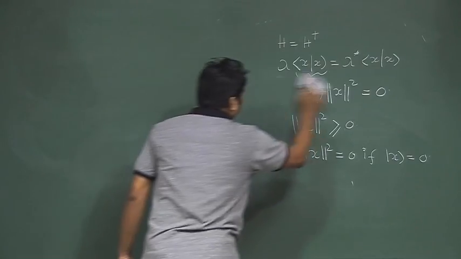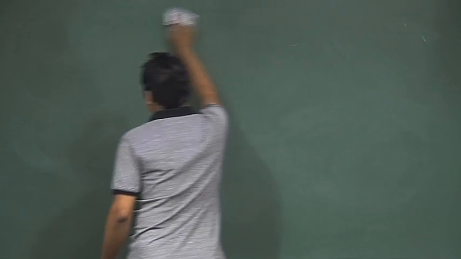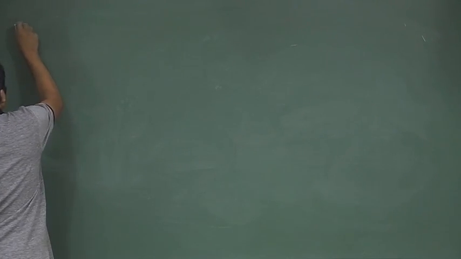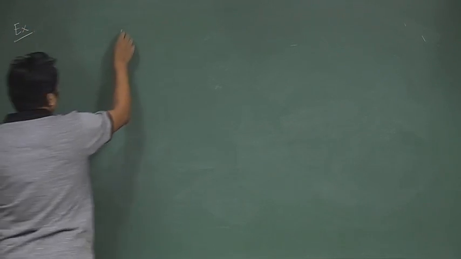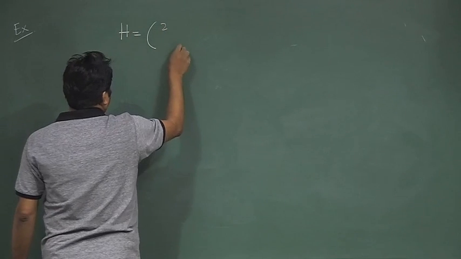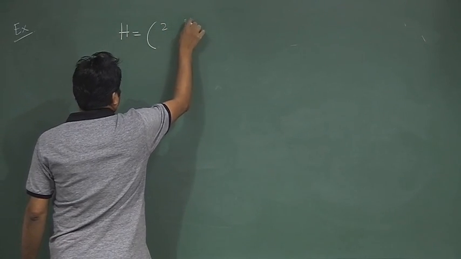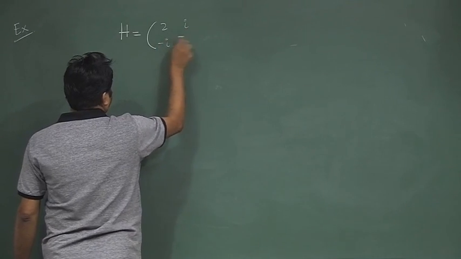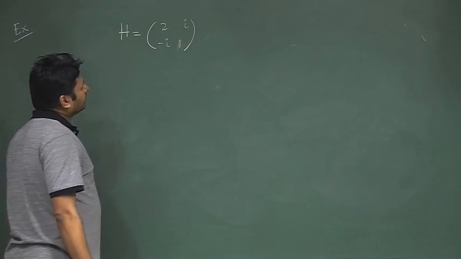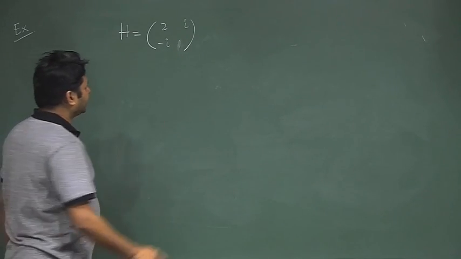Okay. So, now very briefly, we need to show an example. Say H is a matrix, 2, 1, I, minus I. Is this matrix Hermitian? First we need to check it.